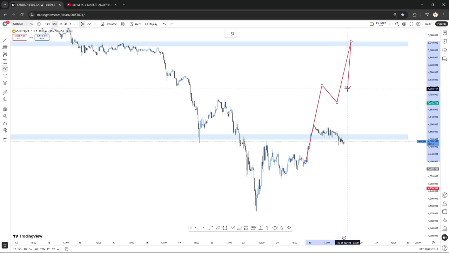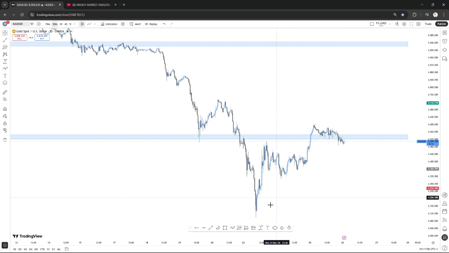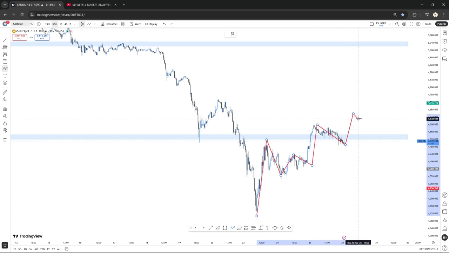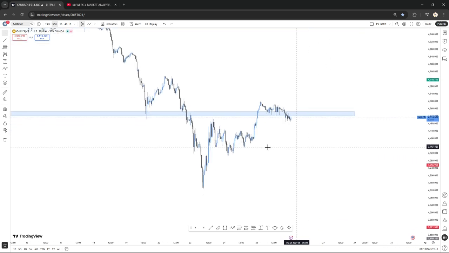But since that did not happen, what happened instead? After the correction happened, it pulled back into this area. Now it's pulling back again. If this market is going to buy back, it will have to take out this previous high right here. Then we consider it a change in market structure. But for now, that has not happened. We are still bearish on XAUSD.